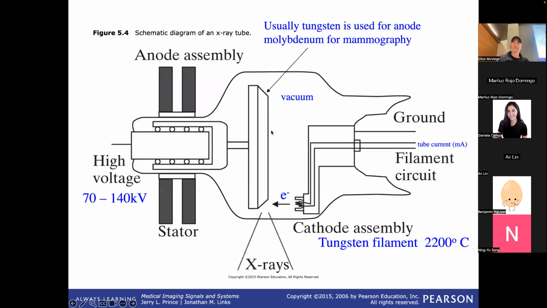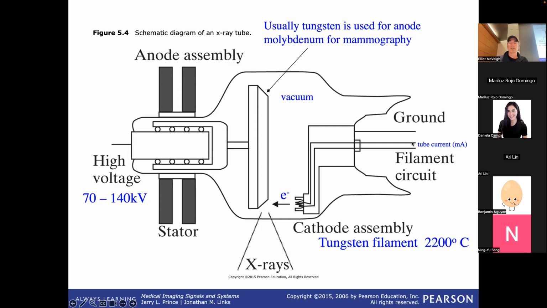So in that diagram, which is a bit easier to understand, you have this anode, which is either tungsten or molybdenum, and it is spinning in this vacuum. It is cranked to a high voltage, 70 to 140 kilovolts between here, and this would be ground here. The cathode assembly here is a tungsten filament running really hot.